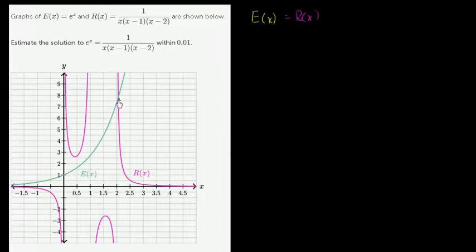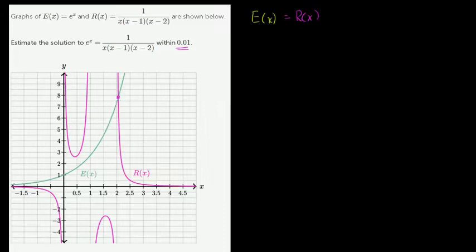We can either just try to get as close as we can from this graph. They want us to be within 0.01. And we can also use a calculator to try numbers out to hopefully zero in on this point right over here where e of x is equal to r of x.